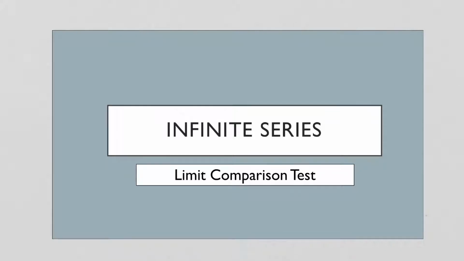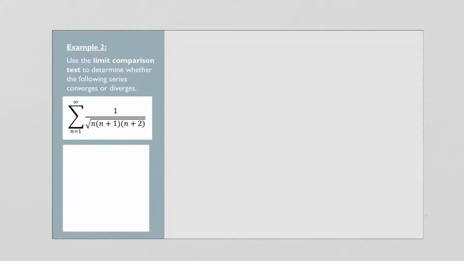In this video, we continue our discussion of infinite series, and we look at a second example of the limit comparison test. Example 2. Use the limit comparison test to determine whether the following series converges or diverges. Here we have the series from 1 to infinity of 1 over the square root of n times n plus 1 times n plus 2.